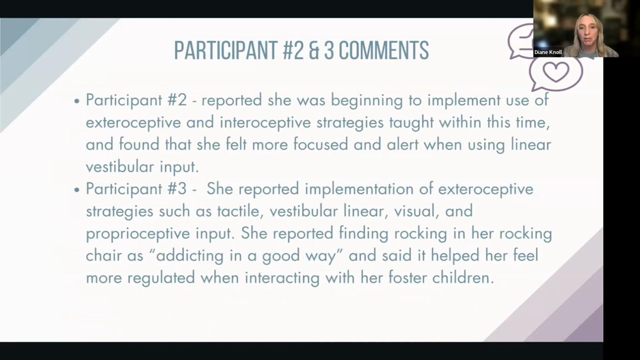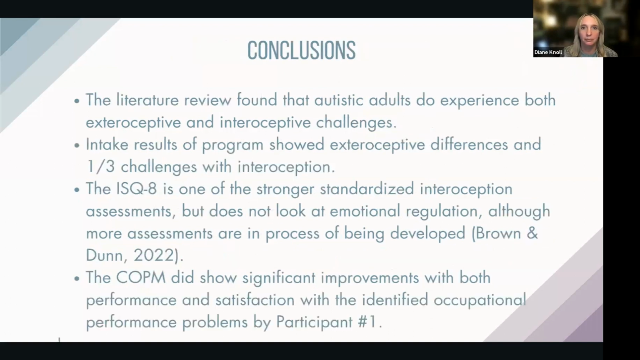And then participant number 3 reported using some of the exteroceptive strategies, such as tactile, vestibular, linear, visual, and proprioceptive input. And she also reported finding rocking in her rocking chair was addicting in a good way, and said it helped her feel more regulated when interacting with her foster children.